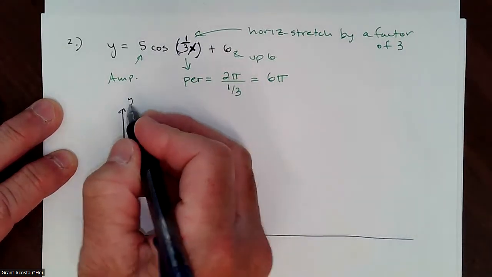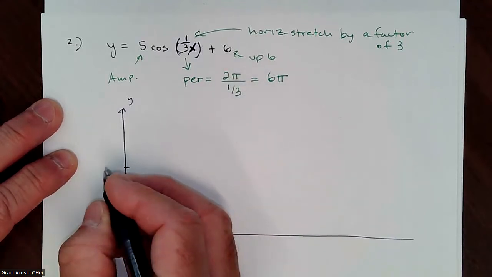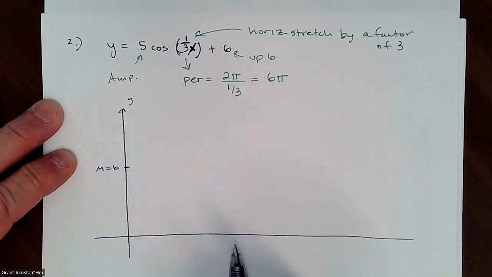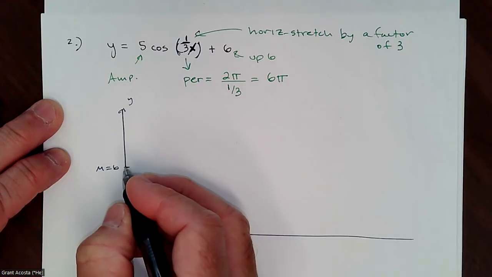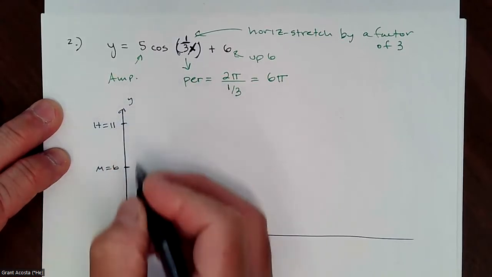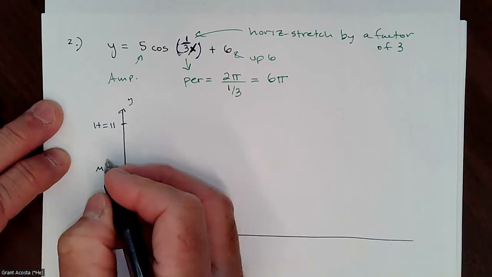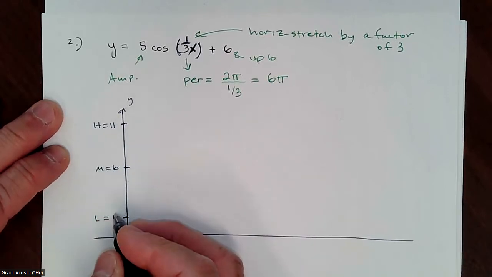Let's sort out our y values first. Our new middle is going to be 6 because our whole graph is up 6. Amplitude is 5, so from our middle, that means we can go up to a high of 11 and down to a low of 1. We're just adding 5, subtracting 5.